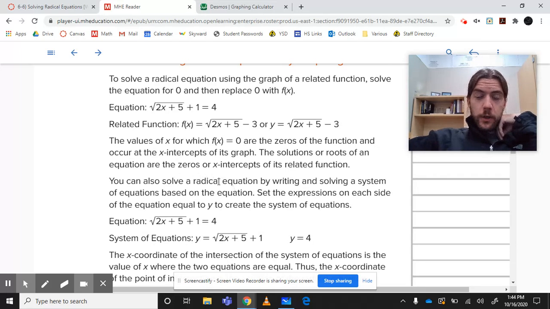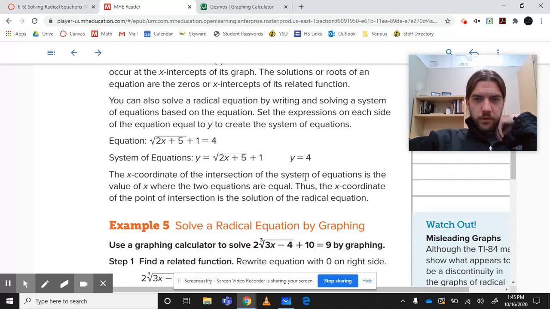A second way to do this is you can also solve a radical equation by writing and solving a system of equations based on the equation. Set the expressions on each side of the equation equal to y to create the system of equations. So square root of 2x plus 5 plus 1 equals 4 becomes y equals the square root of 2x plus 5 plus 1, and y equals 4. And these y's are the same y's. These two things are equal to each other as defined in the equation up here. The x-coordinate of the intersection of the system of equations is the value of x where the two equations are equal. Thus, the x-coordinate of the point of intersection is the solution to the radical equation.